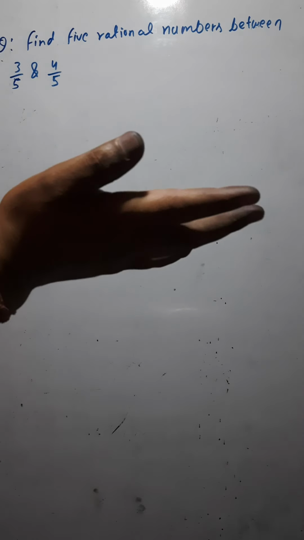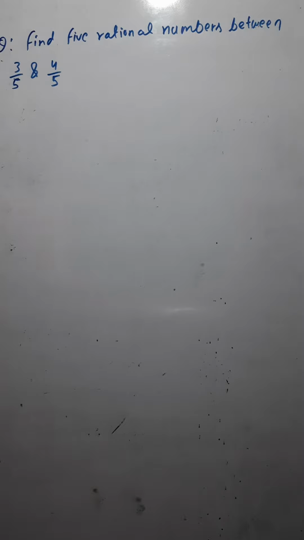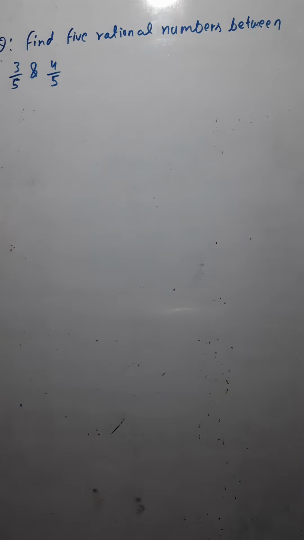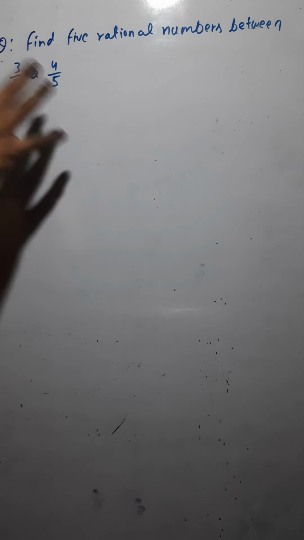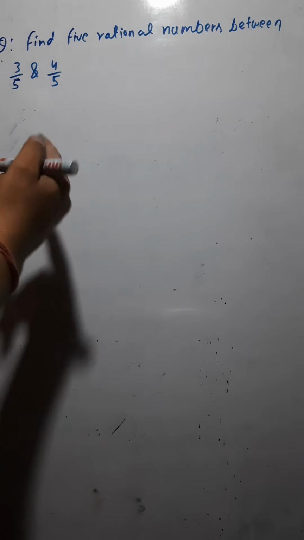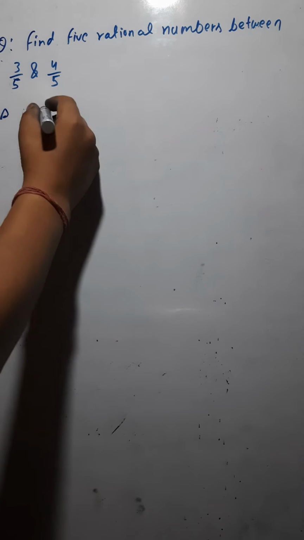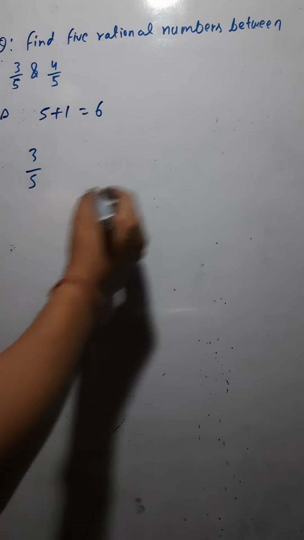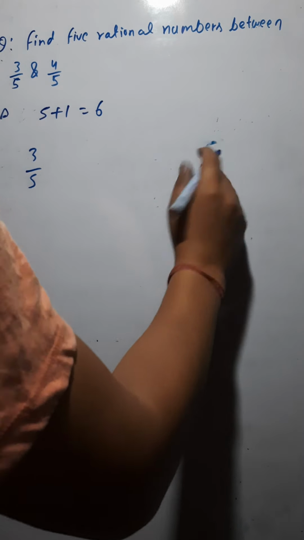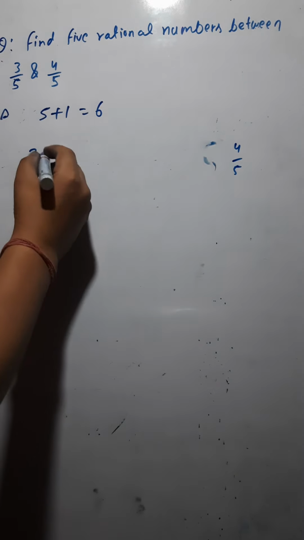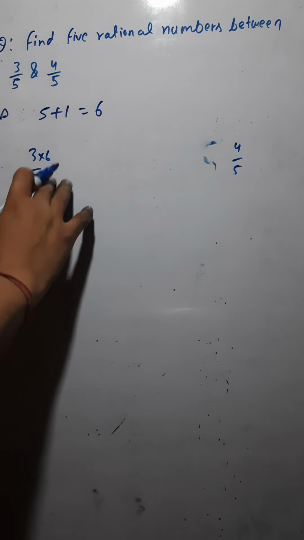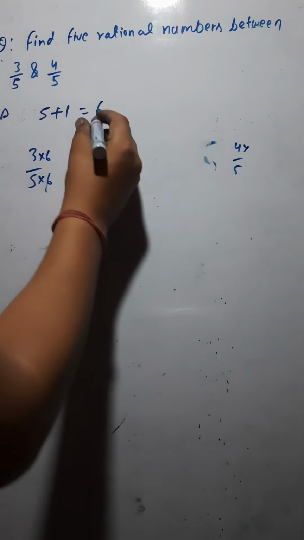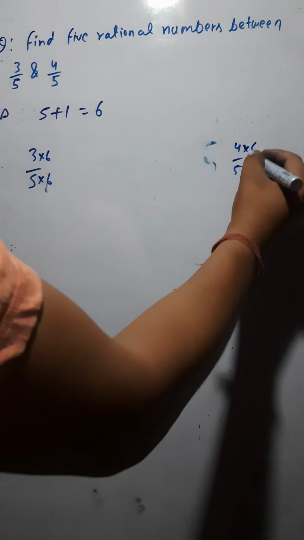You can solve it by the first method. You can solve it by both the methods, okay? But it would be easier to solve it by the second method, so I will solve this by the second method. The second method says that if you have to find 5 rational numbers, 5 plus 1 would be 6. It means you have to multiply the numerator as well as the denominator by 6. Similarly here also, you multiply this numerator and this denominator by 6, okay?